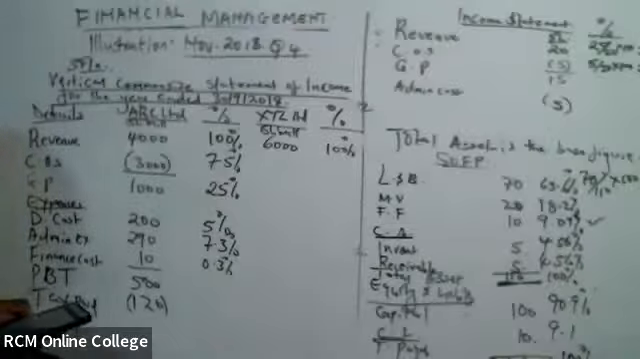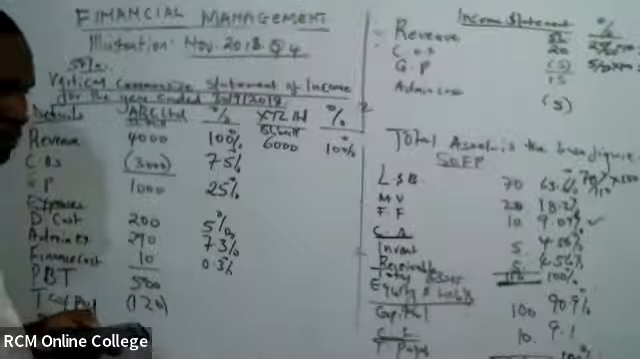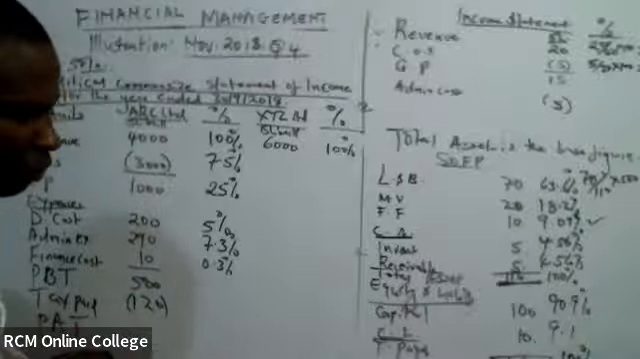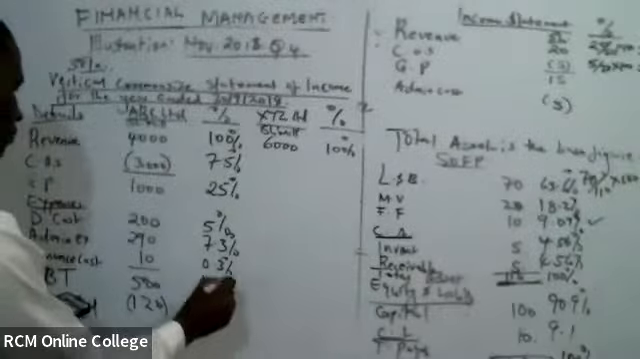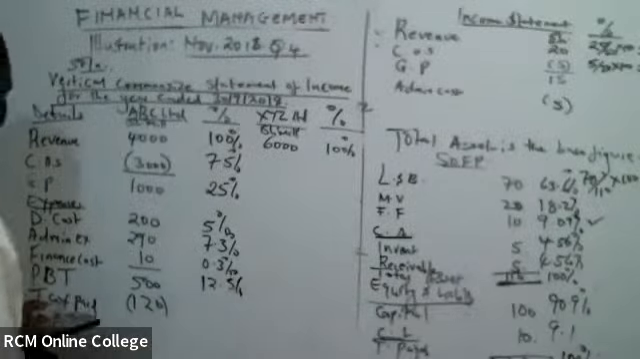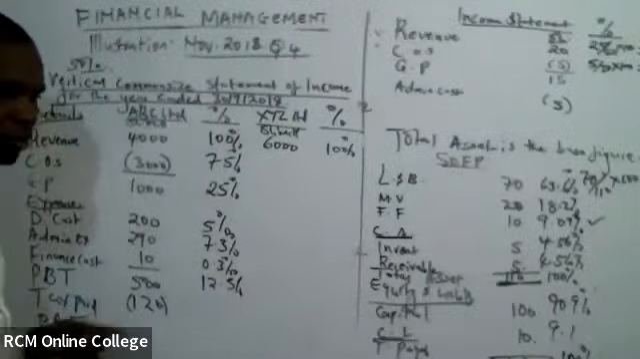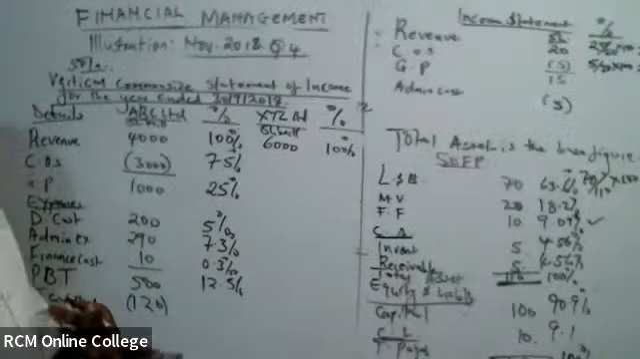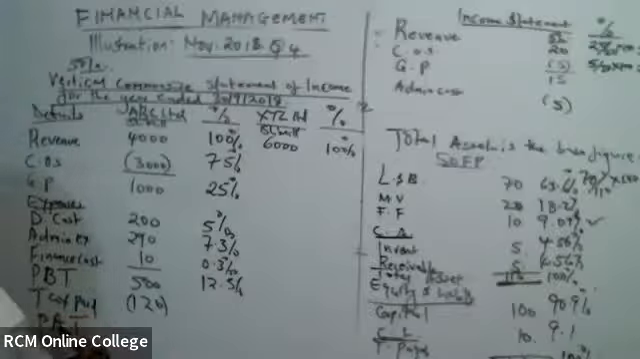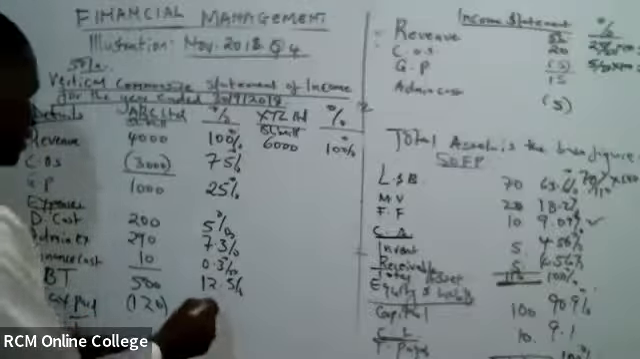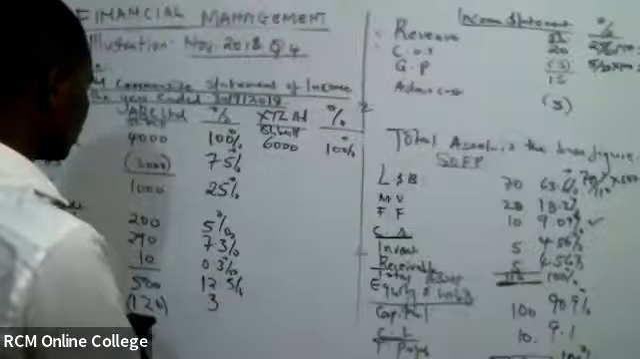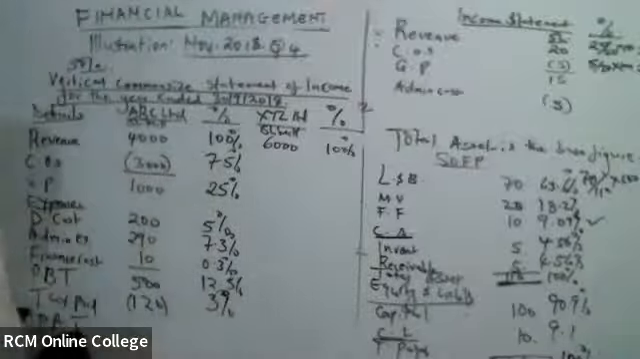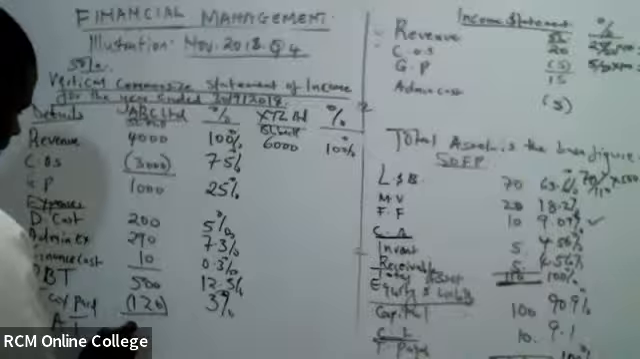So the profit before tax percentage: 500 divided by 4,000 times 100, which is 12.5%. And then we move to the tax: 120 divided by 4,000. Always remember, under vertical analysis, to refer to the sales. This is 3%. And then we get the profit after tax, which is 380.